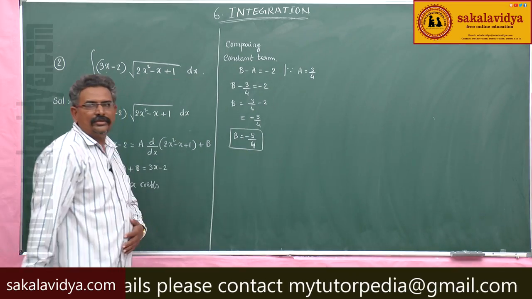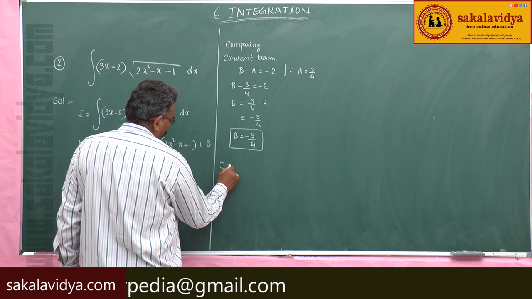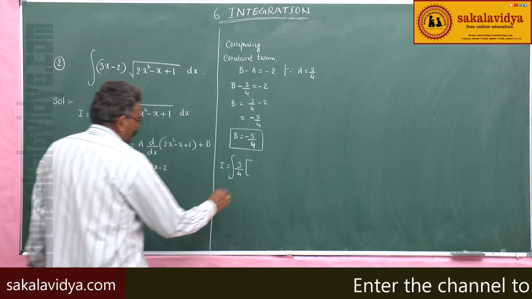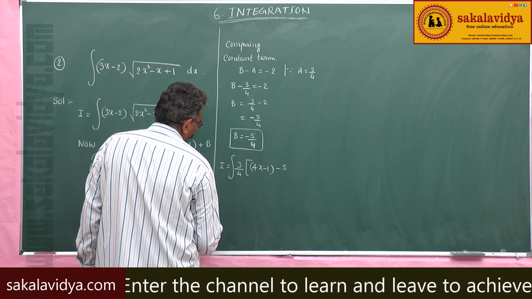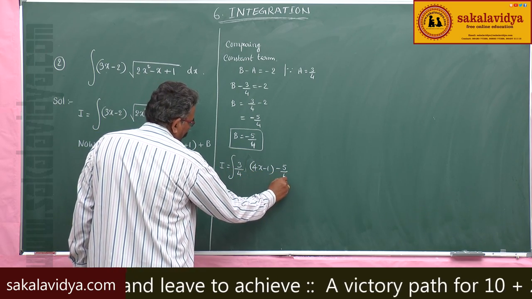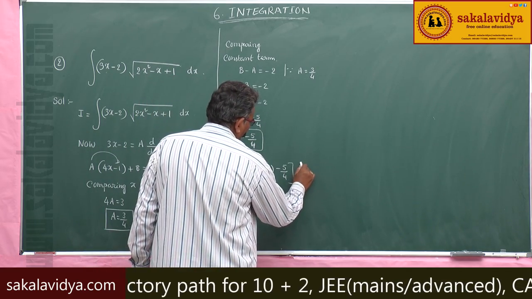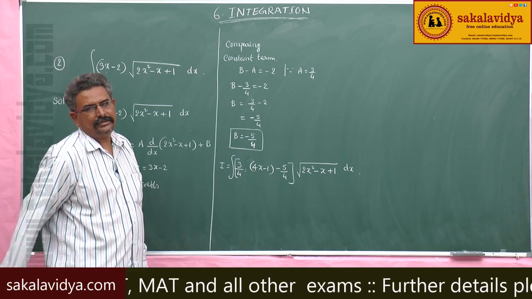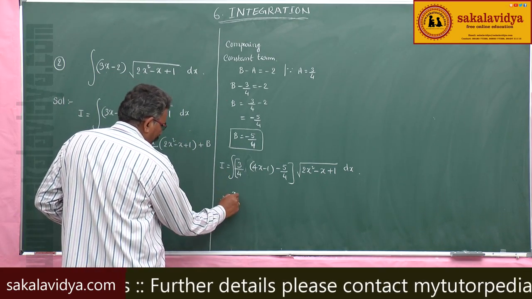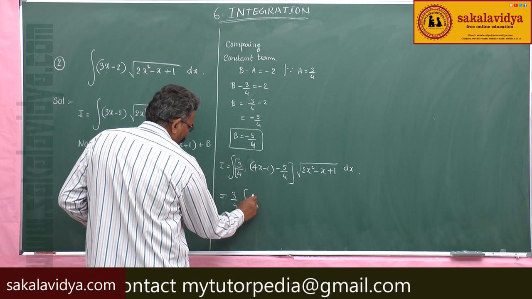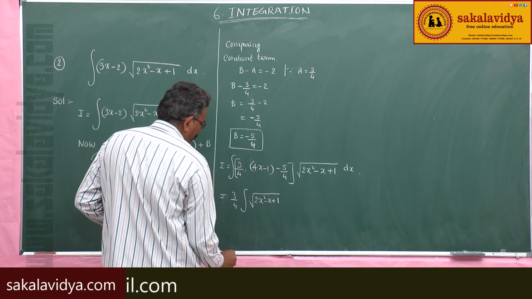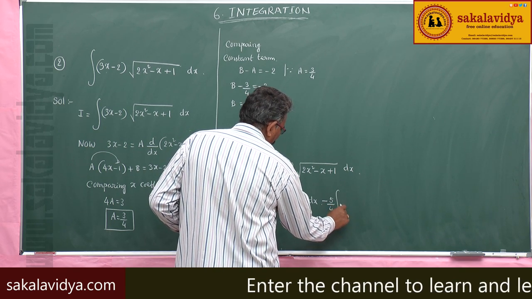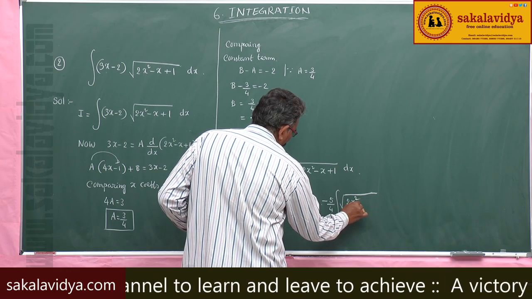Now, integral I becomes a, a means 3 by 4 times the derivative. What is the derivative here? 4x minus 1. And b is minus 5 by 4. So, 3 by 4 times this one and minus 5 by 4, multiplied by root of (2x square minus x plus 1) dx. Now, we have to split. So, now here 3 by 4 common, integral root of (2x square minus x plus 1) into (4x minus 1) dx and minus 5 by 4 integral root of (2x square minus x plus 1) dx.